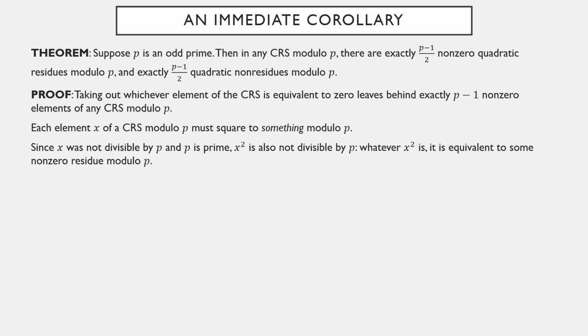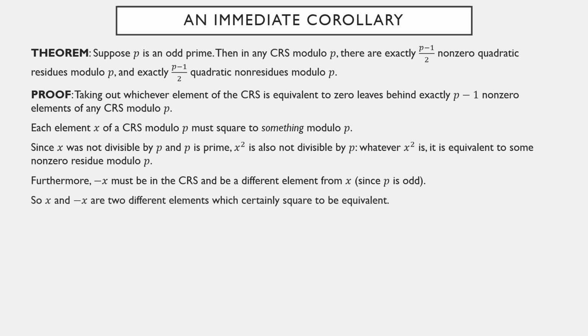Since x is not divisible by p because it wasn't equivalent to 0 mod p, x squared is also not divisible by this prime number. So whatever x squared is, it's also not equivalent to 0. Negative x is in the same complete residue system, and it has to be different because p was odd. Remember, when p is an odd number, x and negative x are never equivalent to one another. So x and negative x are two different elements which do square to be the same thing.